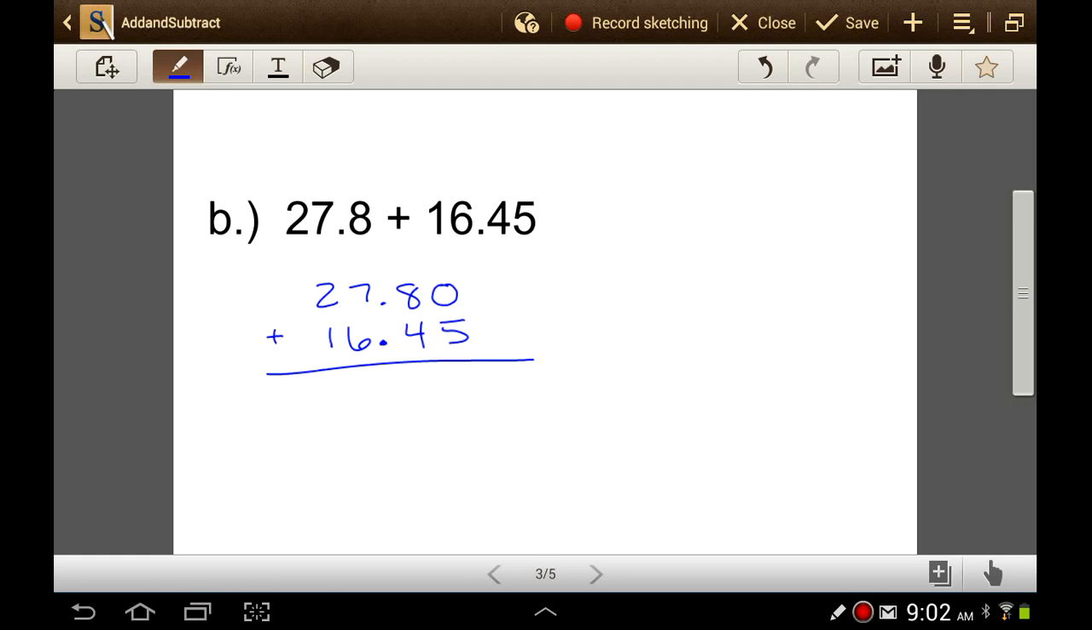0 plus 5 is 5, 4 plus 8 is 12. Again, I put the 2, carry the 1. Make sure my decimal point moves straight down. 1 plus 7 plus 6 is 14. Put the 4, carry the 1. 1 plus 2 plus 1 is 4. And I end up with 44 and 25 hundredths. Okay, again, if you need to pause, go ahead. Otherwise, I'm going to move on to my next example.